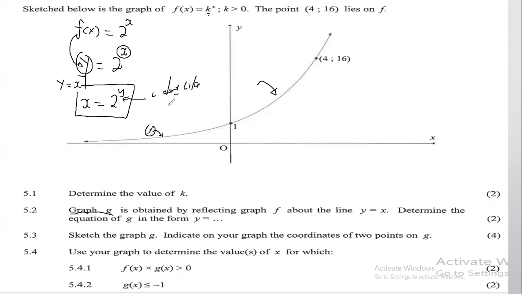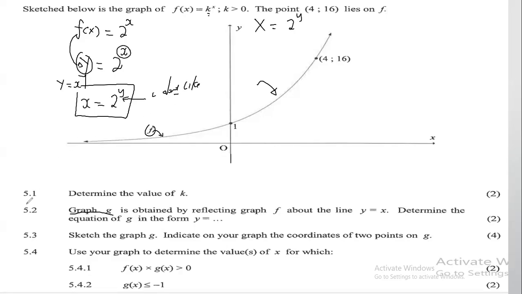X equals 2 to the exponent y is in the exponential form. What is written in the exponential form can be written in the log form. And we know that when we write it in the log form, y will be the subject of the formula. So how do you do it? You have x equals 2 to the exponent y. You want to write it in log form.